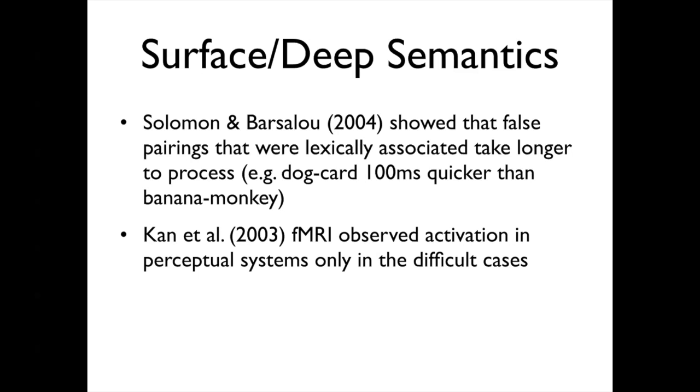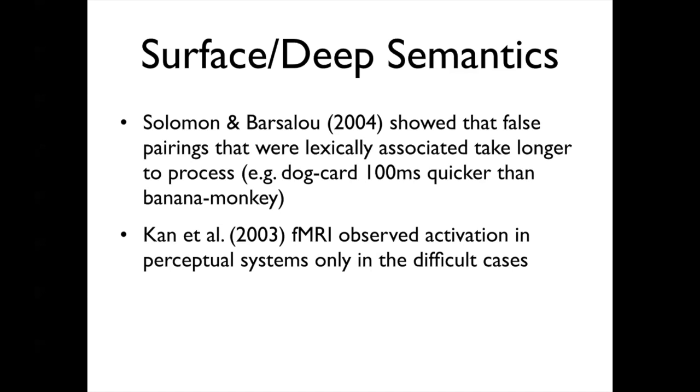Khan et al., also from Barsalou's lab, did the same kind of experiment and looked at fMRI. They noticed that activation in perceptual systems only seems to show up in those difficult cases, the banana monkey kinds of cases, suggesting again that extra machinery is being brought online in order to do that deeper semantic lookup. This harkens back to what I was talking about with the visual system, where if we want to know something about the visual features, we might have to do a decompression to get to those lower level features, which are compressed in the high level representation. With concepts like banana and monkey, it seems like maybe we have to do that kind of work in order to look at the features relevant for answering the question, whereas with something like dog and card, we don't have to.